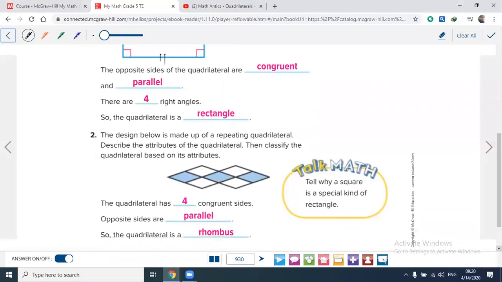Number 2. I have this design. I have here a quadrilateral with four congruent sides. All the sides are parallel. The quadrilateral will be what? Rhombus.